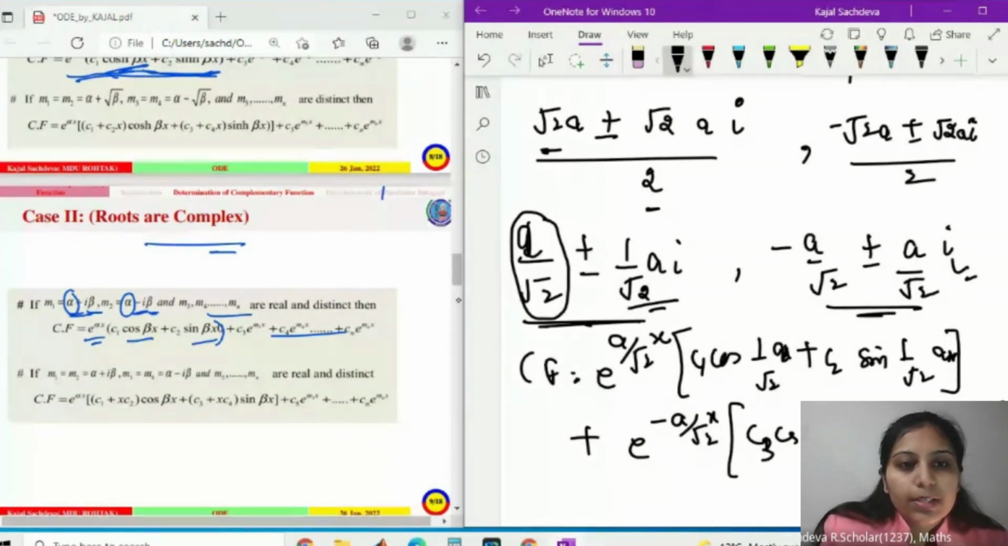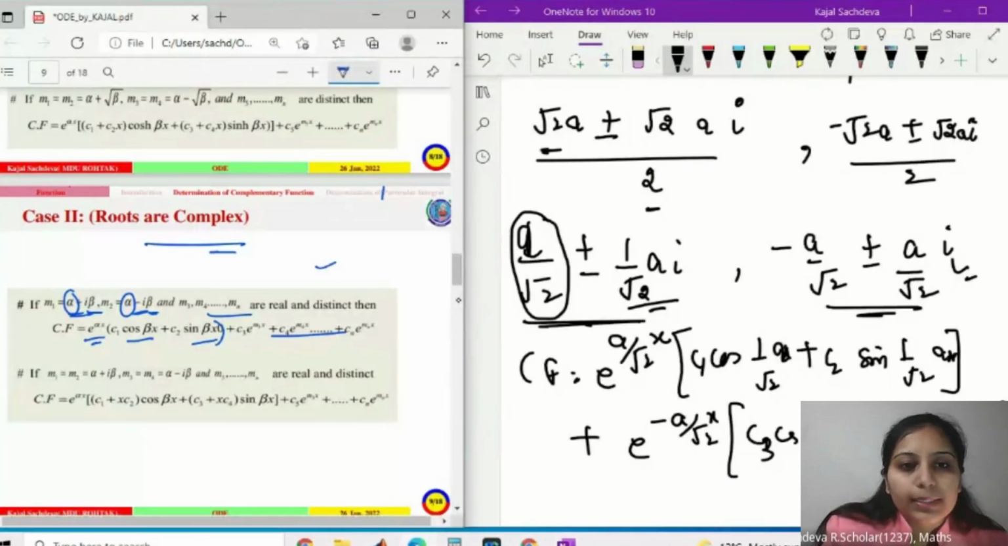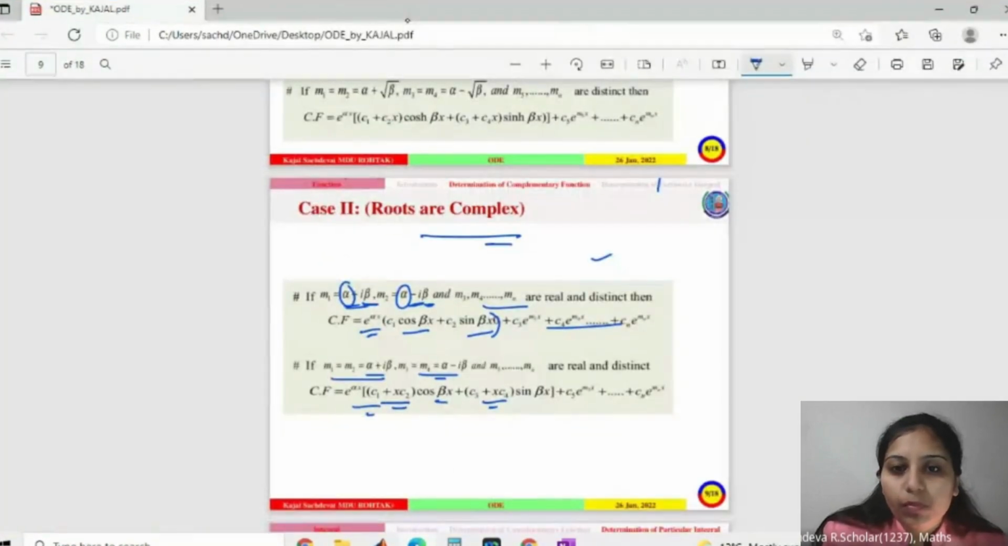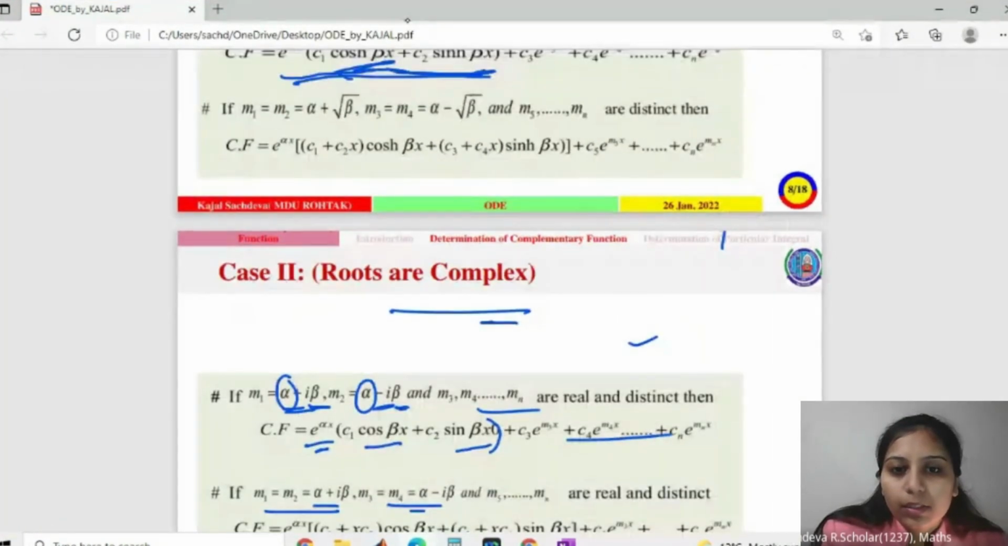So here we have discussed the case when roots are complex. In the similar way, when roots are repeating, two roots are alpha plus iota beta and another two roots are alpha minus iota beta. In this case, we can write the complementary function as e raised to power alpha x, and with repeating roots, (c1 + x c2) cos beta x plus (c3 + x c4) sin beta x. So all the types of roots are discussed here for the complementary function.